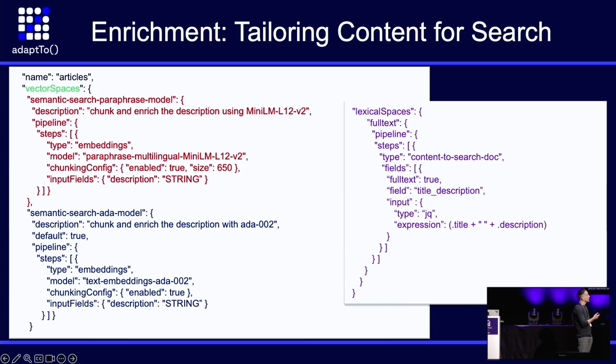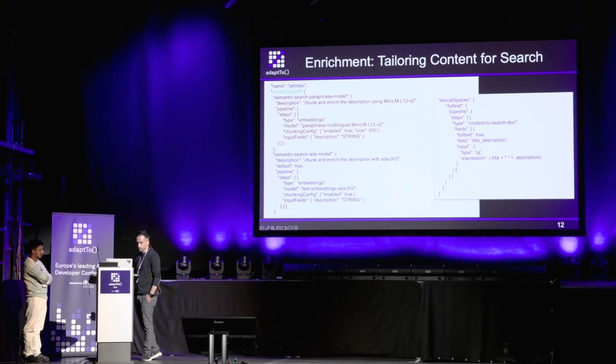In this example, we have a JQ expression to concatenate title and description, and we want to use it as full text. We can also add other parameters. We can configure analyzers and so on. The key here is to keep these spaces separate. So we can use them, as you will see in a second, in the search API, depending on the problem that we are about to solve.